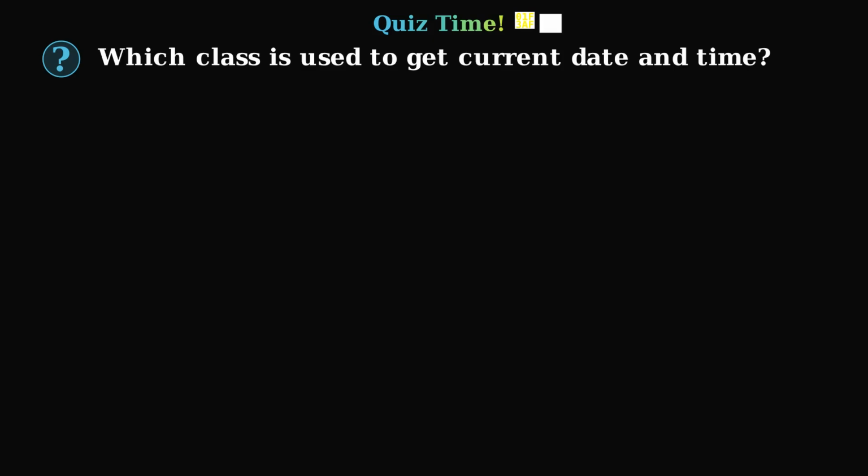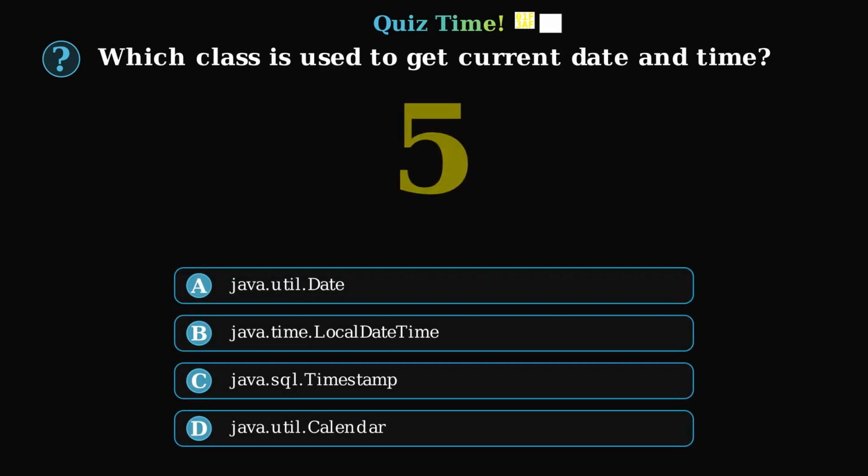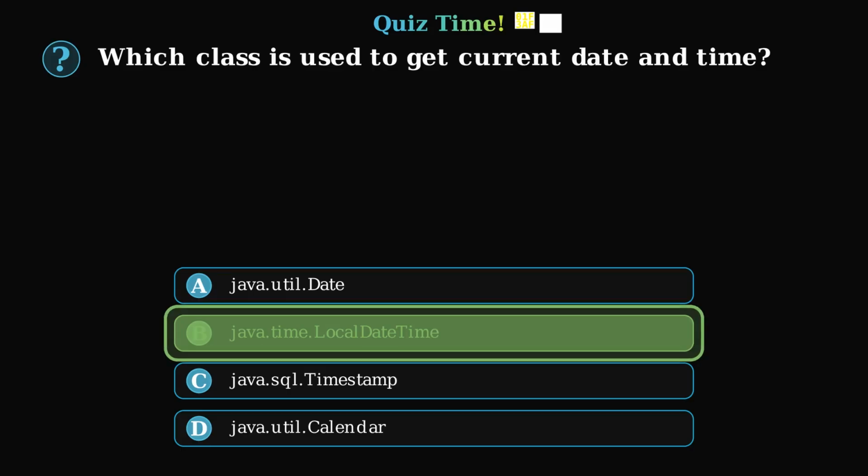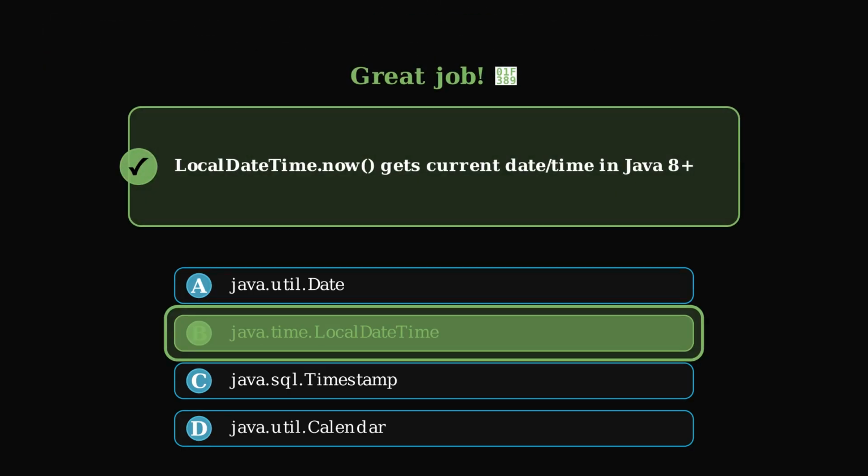Quiz time. Test your understanding. Which class is used to get current date and time? Which one is correct? The correct answer is LocalDateTime.now gets current date/time in Java 8+.